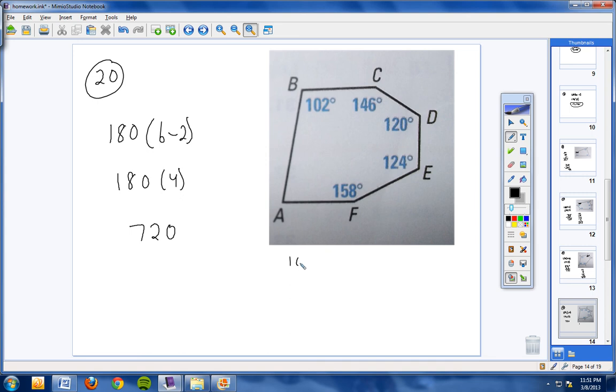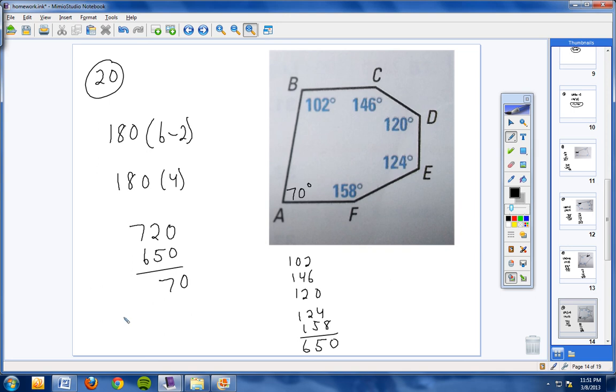Well, let's see. We have 102, 146, 120, 124, and 158. I'm getting 650, so that means if I subtract 650 from 720, I should get 70. Let's see if that's right. Yes, that is correct. So angle A is 70 degrees.